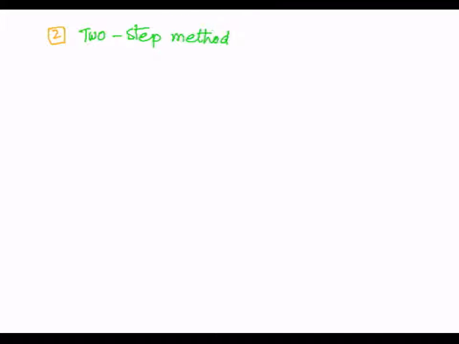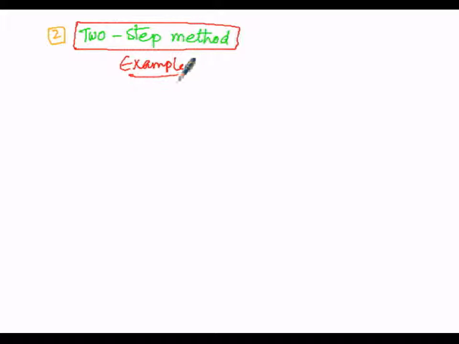So in this method we will be utilizing two steps in order to solve the variable in the linear equation. To perform that, let us have an example, that is example number 2: solve 7x plus 3 is equal to 18.